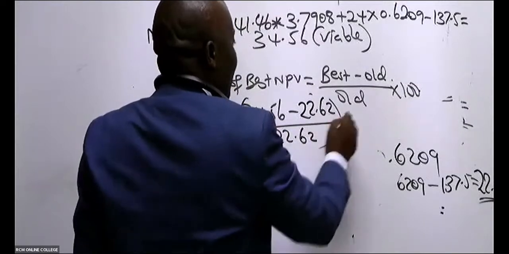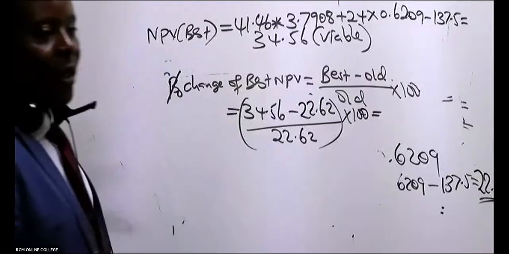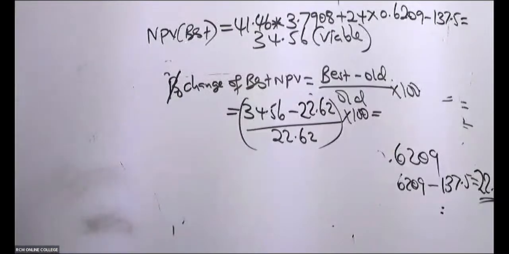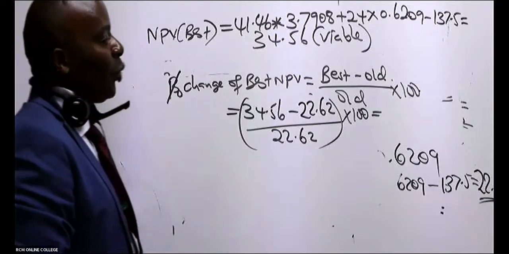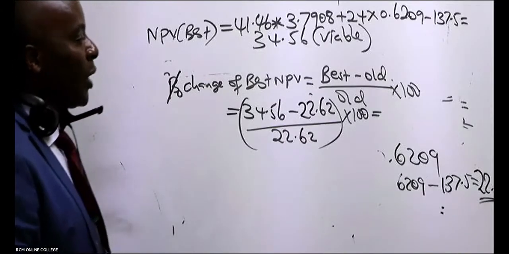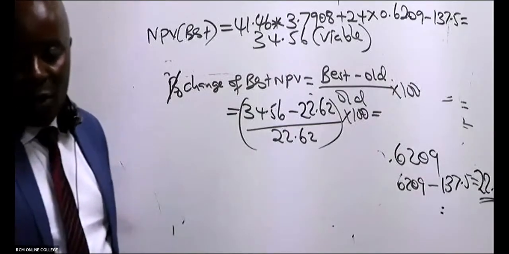Whatever answer we shall get times 100. So what figure are we able to get at the end of the day here? So in your calculator, you say 34.56 minus 22.62 equals divided by 22.62. Whatever answer we get, we say times 100.